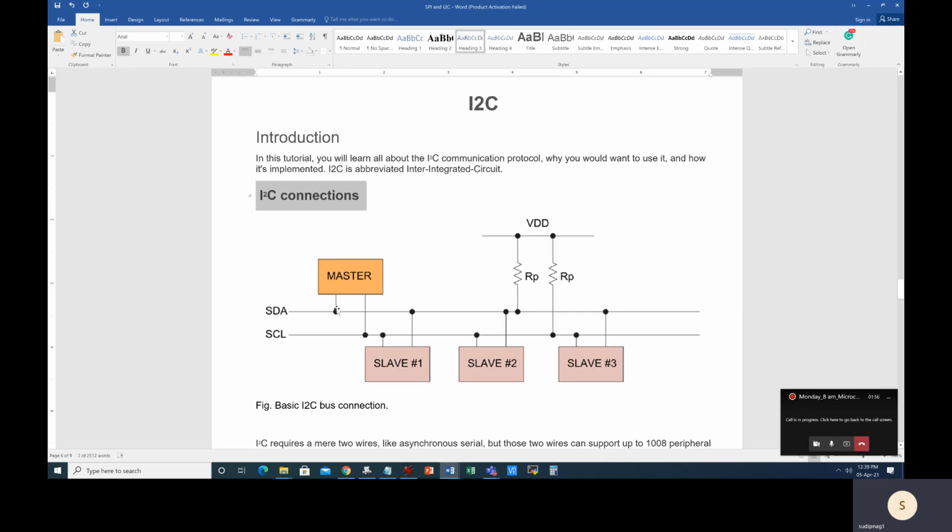I2C lines are actually shared between a master device such as a microcontroller and multiple slave devices or a single slave device. So SDA of the microcontroller is connected to SDA of all the slaves, whereas SCL of the microcontroller is also connected to SCL of all the slaves. SCL is serial clock, SDA is serial data.